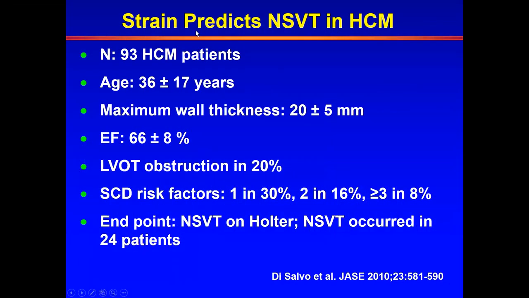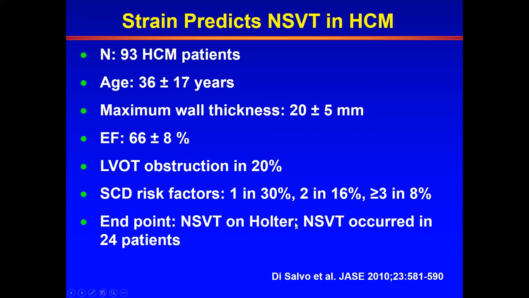This is the earliest study that looked at the relation of strain to outcomes in HCM. Since then, there have been many. It included 93 patients, the usual younger age group, 36 years of age, maximum wall thickness of 20, good ejection fraction, about a fifth had dynamic obstruction, with some risk factors for sudden cardiac death. The majority, 30%, had only one risk factor. Very few had three or more risk factors.